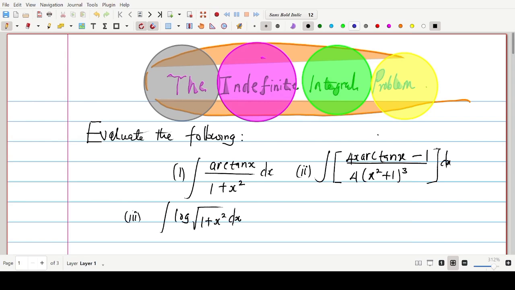This time around, we're taking past problems from indefinite integrals. These are problems taken from integration, and they are all past questions. We want to show how we can integrate these integrands. So let's go to the solution.